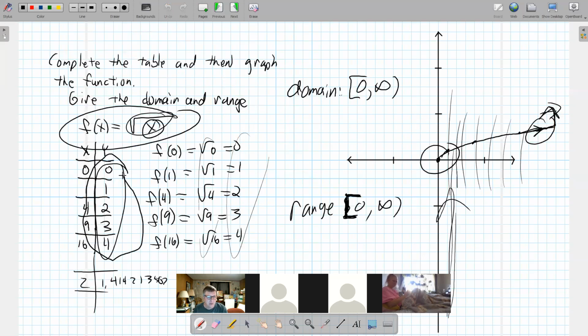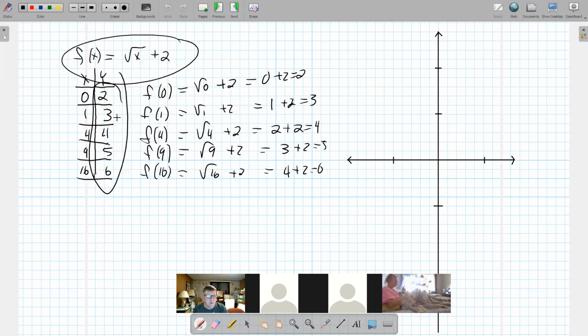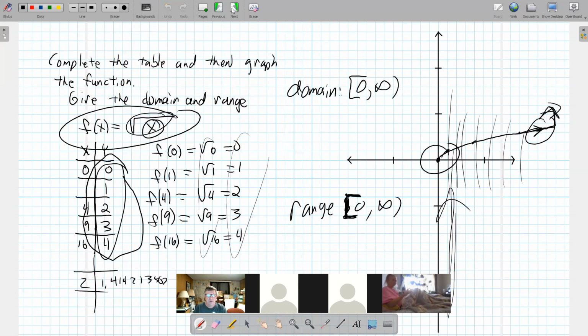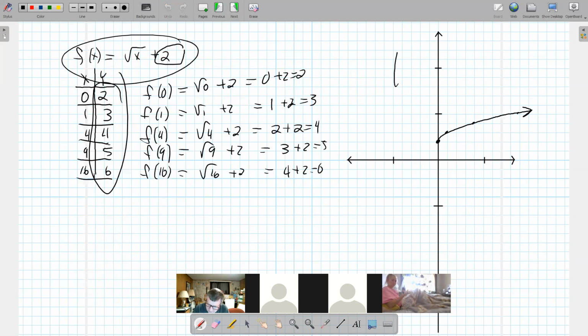So if we compare these values with these values here, these new values are all 2 more. We put a number in, took its square root, and then added 2. So what does this graph look like? Let's see. 0, 2, 1, 3, 4, 4, 9, 5. Okay, so how does that graph compare to that one? It's up 2 units, isn't it? Because it's been raised 2 units.